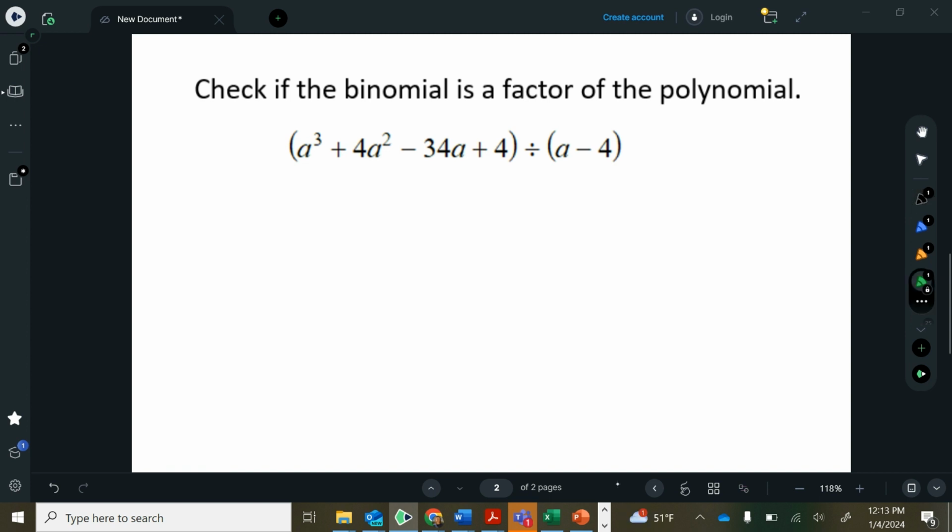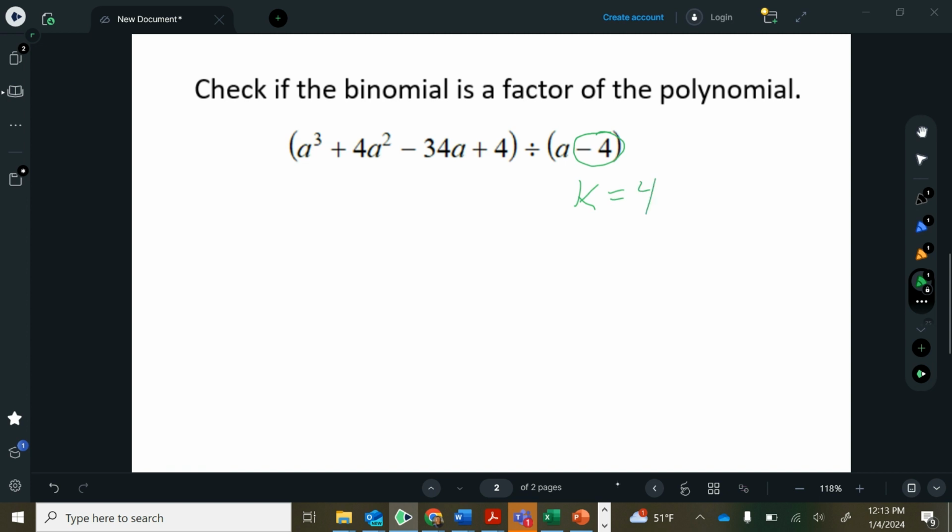So again, we want to know, is this a factor of this? And the method other than doing synthetic division is going to be this here. If we take a look at this binomial and we take our same k value, remember the k value is the constant term, change this sign. So this is minus 4, so my k is going to be positive 4.